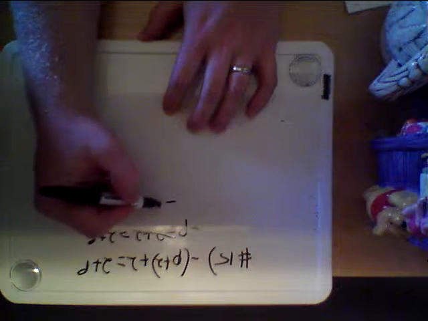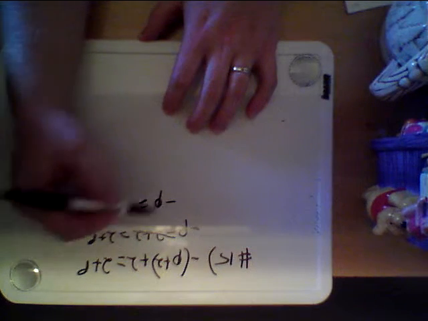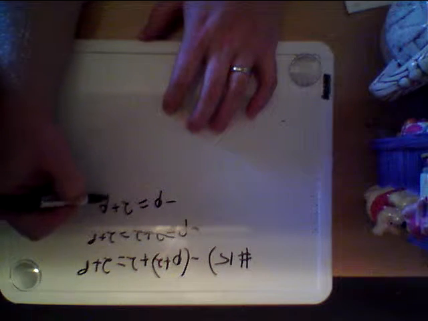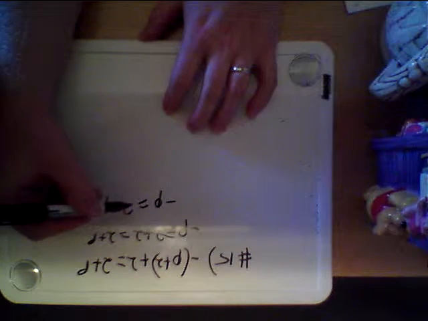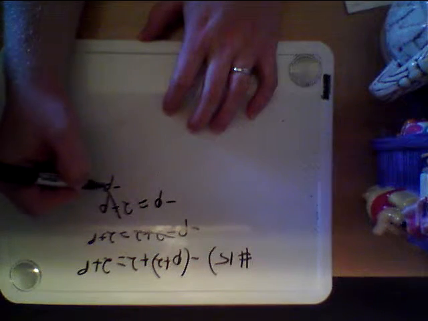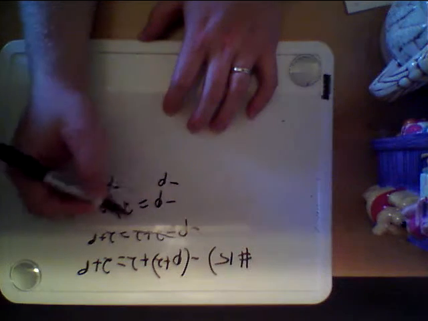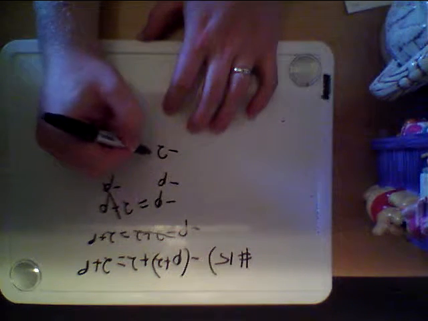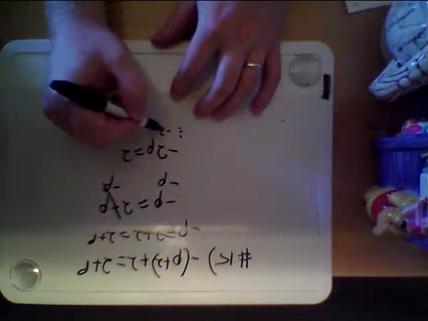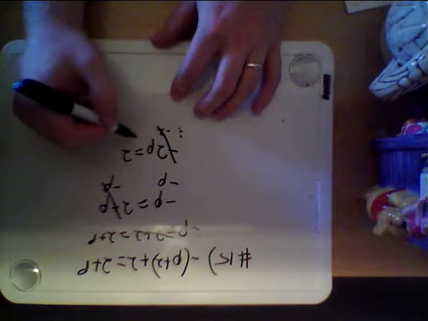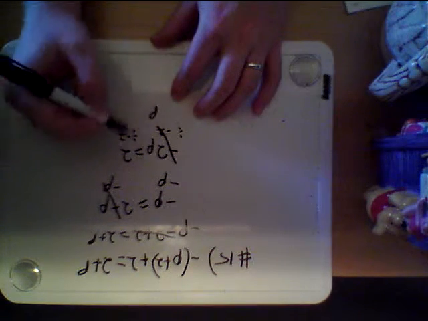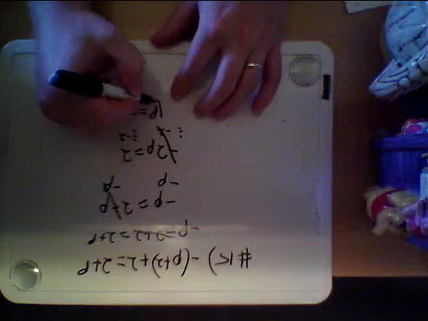So we get negative p equals 2 plus p. Now we can add, I'm sorry, let's subtract a p from both sides. So minus p, that's going to cancel out. Negative p minus p is going to be negative 2p equals 2. Then we can divide both sides by negative 2. That's going to cancel out. 2 divided by negative 2 is going to be negative 1, so p equals negative 1.